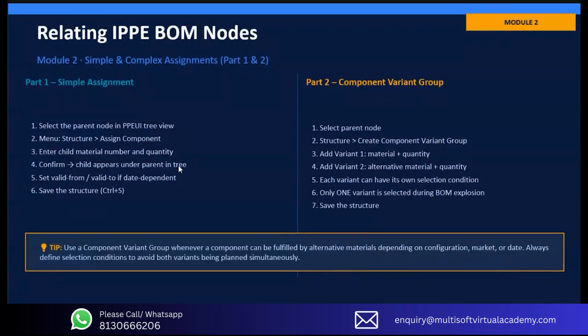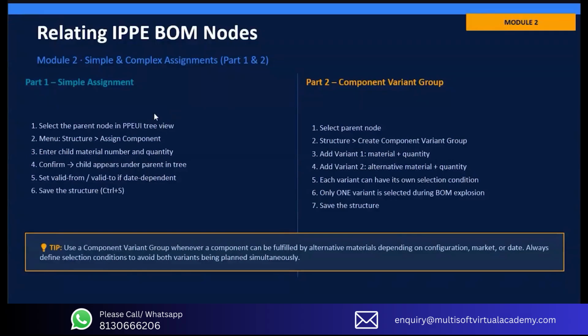So, simple and complex assignments. How do we assign the components and other things in PPE? So we select the parent node, which is the node where you have the header material, right? In that header material, you select the structure, assign component. So you enter the child material number and quantity, confirm. The child appears, and this we just saw.